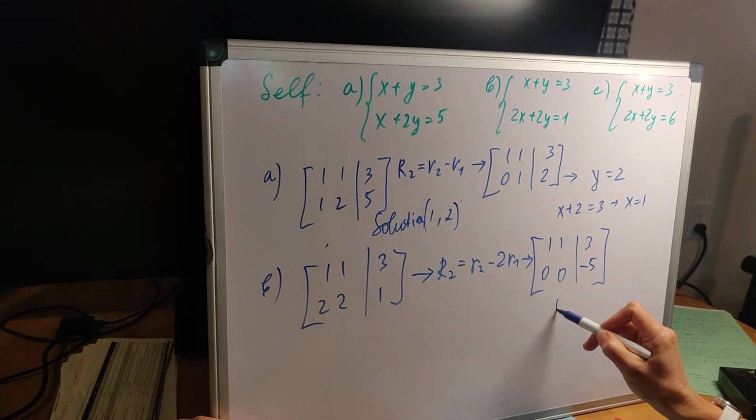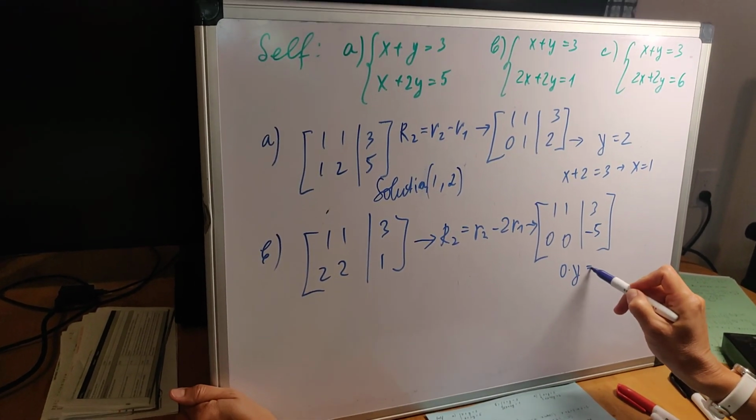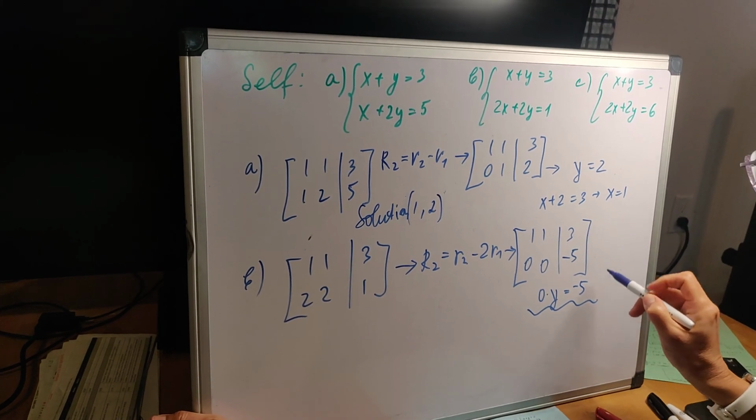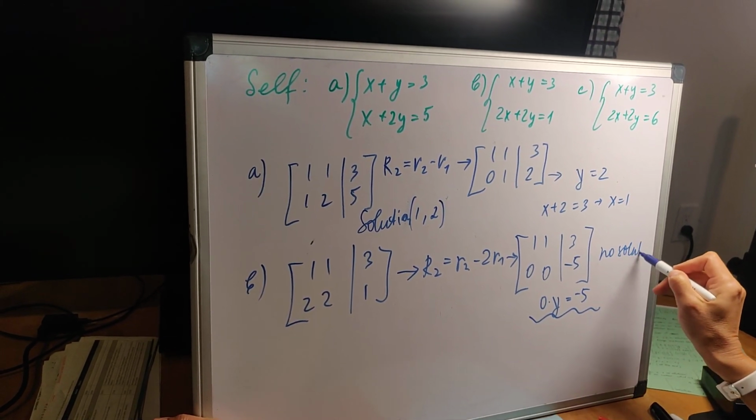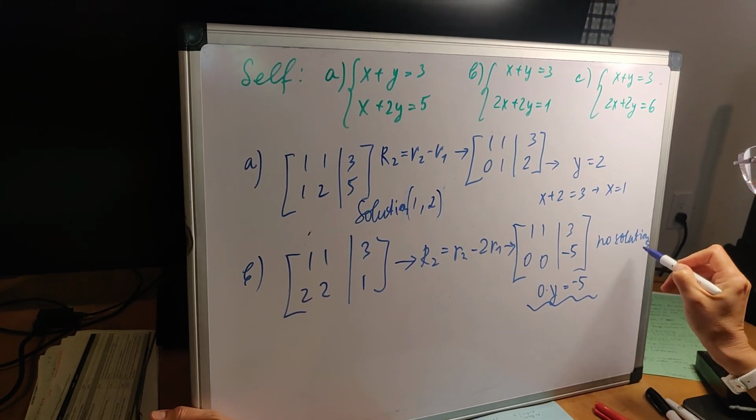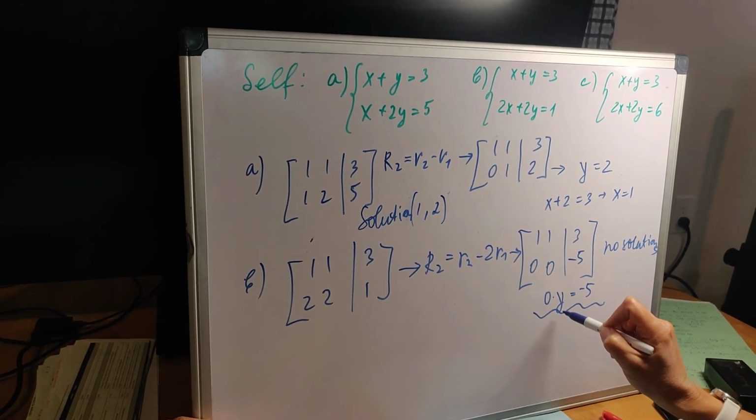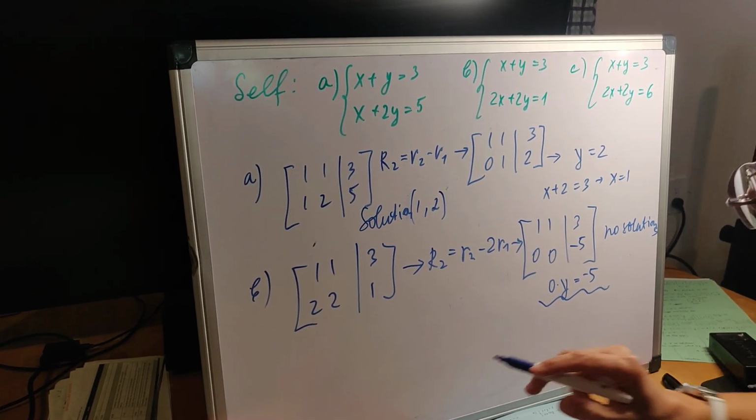You see what I have? 0y equals negative 5. Impossible. No solutions. You see? You just cannot take a number, multiply by 0 and get negative 5.